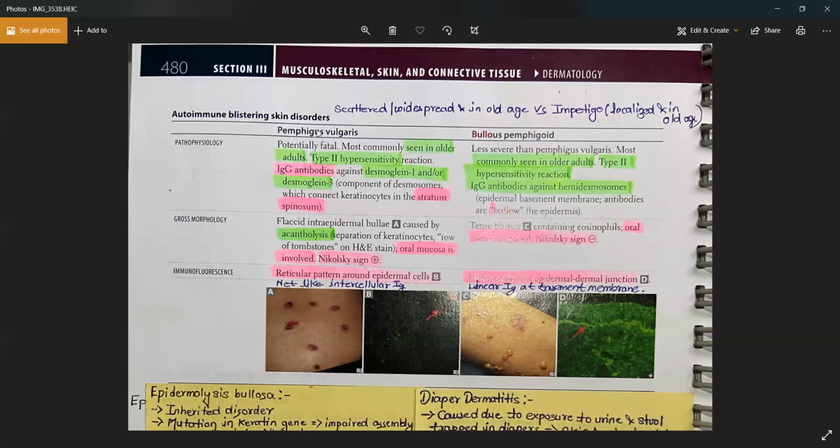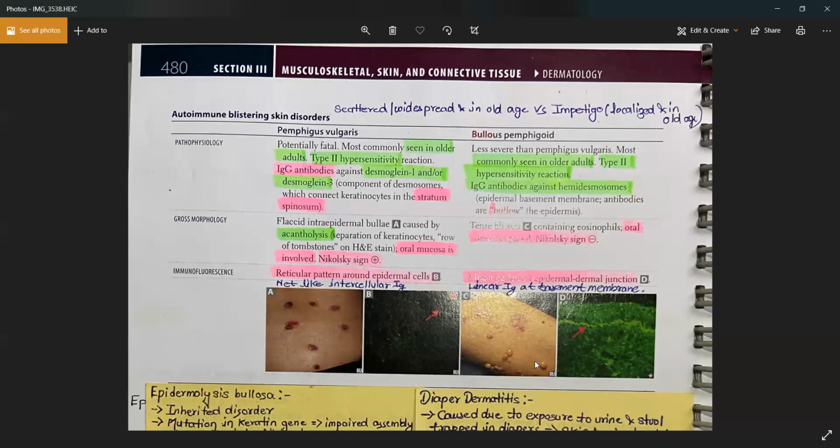With a slight push, with a slight friction, these vesicles will get ruptured, as you can see, and you will have a positive Nikolsky sign along with that condition. So you will have fluid-filled vesicles all over the skin, and most of the vesicles are ruptured, and they will have a positive Nikolsky sign. In bullous pemphigoid, because the vesicles are very thick-walled, they do not rupture very easily.